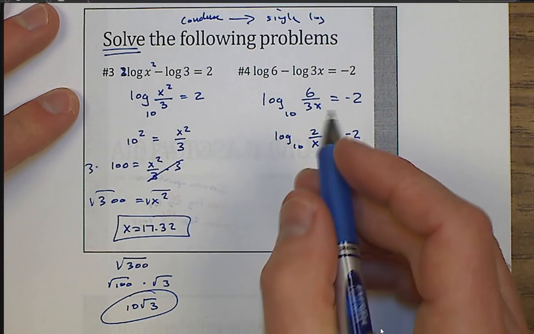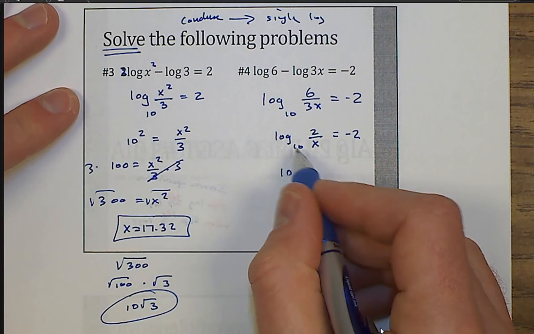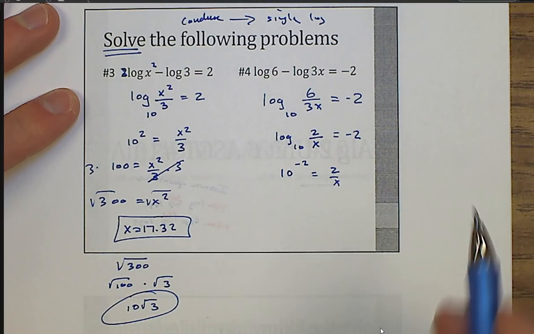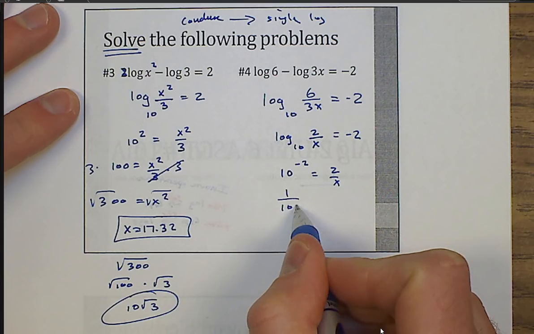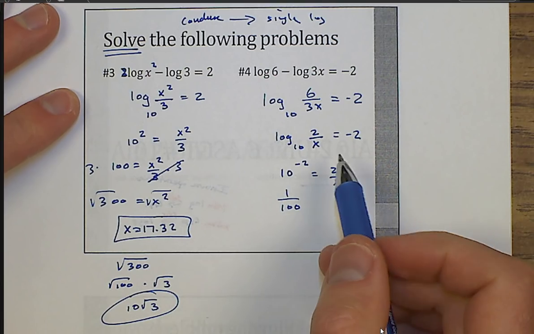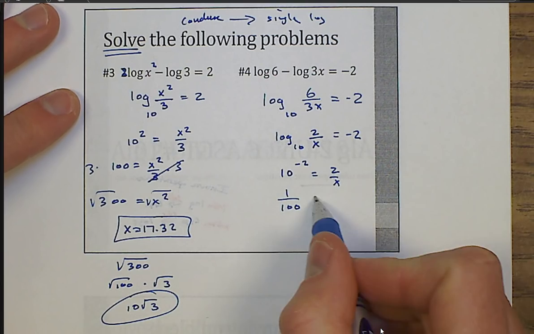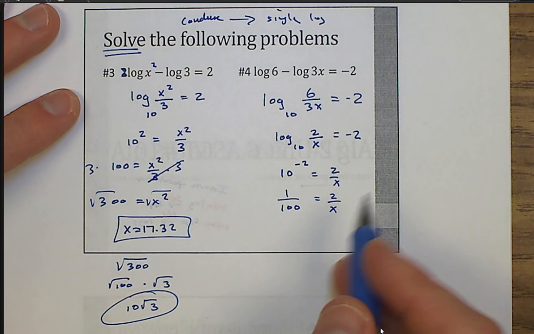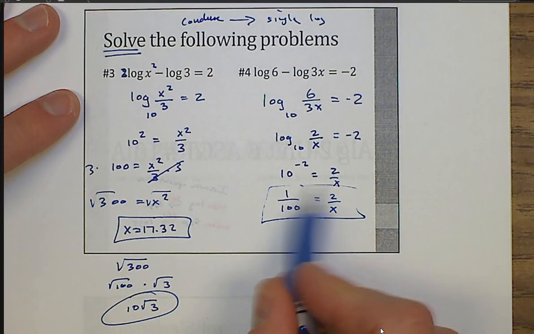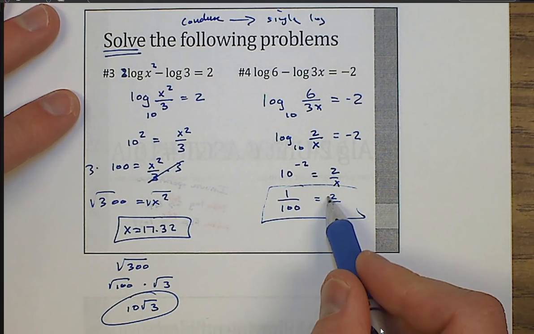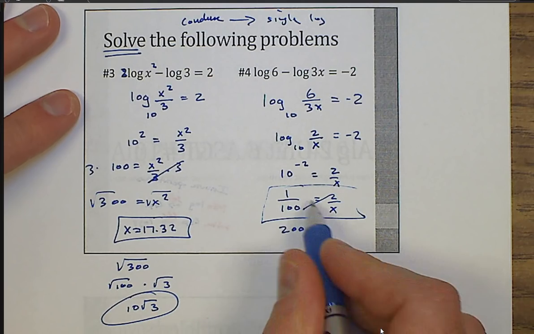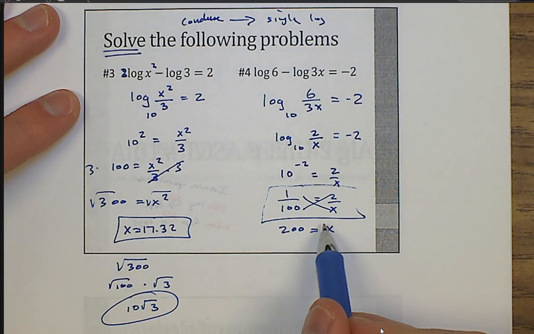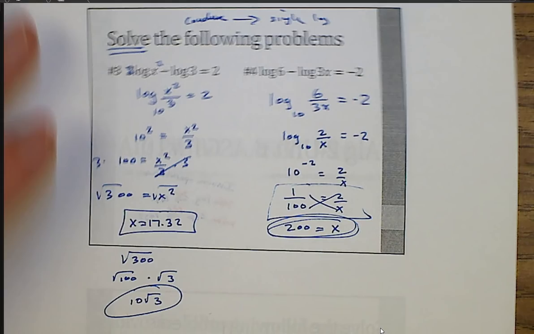Okay, now we're converting, so 10 to the negative 2 equals 2 over x. So basically we have 1 over 100, right? 10 to the negative 2 is really 1 over 10 squared equals 2 over x. You treat this like a proportion. You can cross multiply if you want, right? This looks like a proportion, does it not? So you can cross multiply. What's 2 times 100? That's 200. 1 times x is x. So x equals 200, and that would be our answer. Okay?